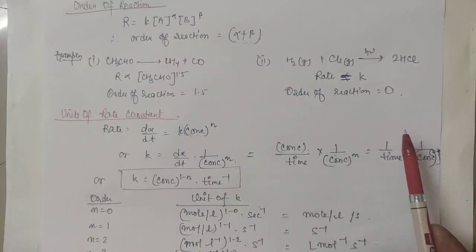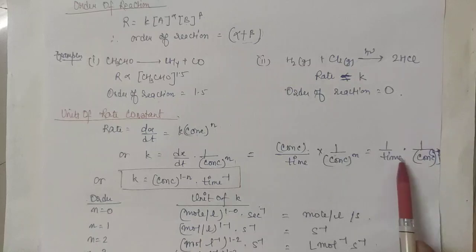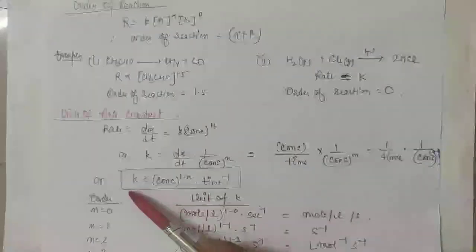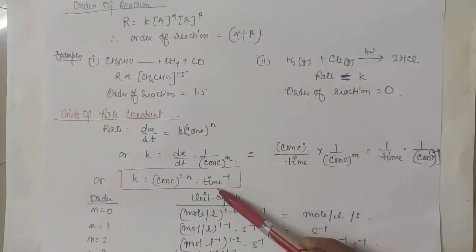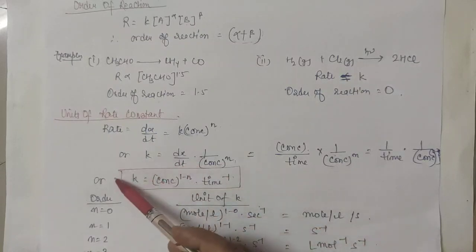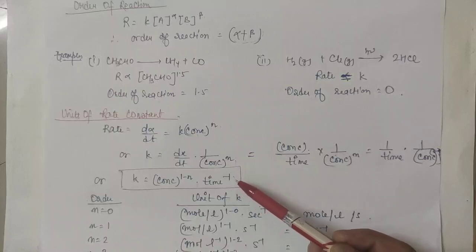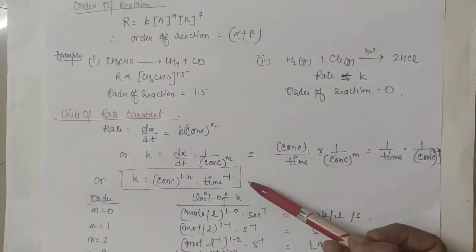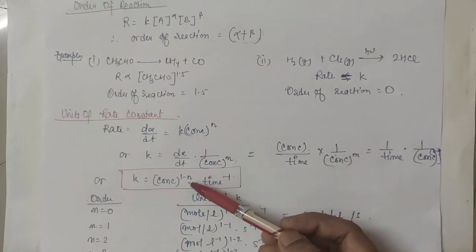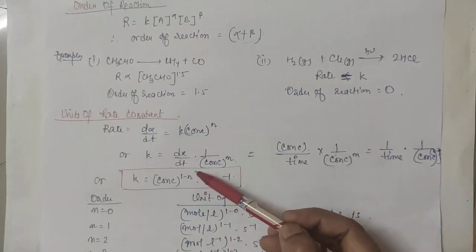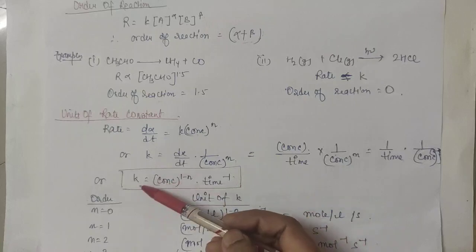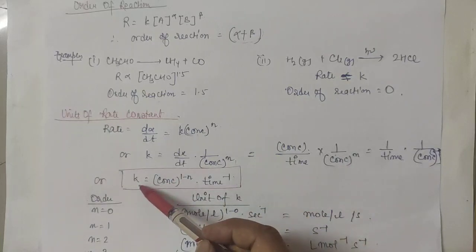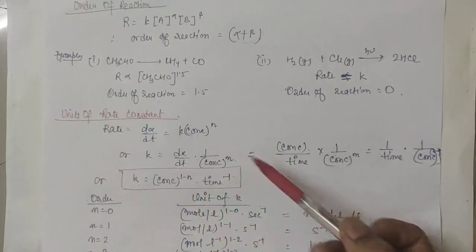Rearranging, writing this on the numerator, we can write K is equal to concentration to the power 1 minus n time inverse. This is the expression to get the unit of rate constant. Now since order of reaction, that is n, differs for different reactions, the K for different orders of reaction will have different units. Let us see.